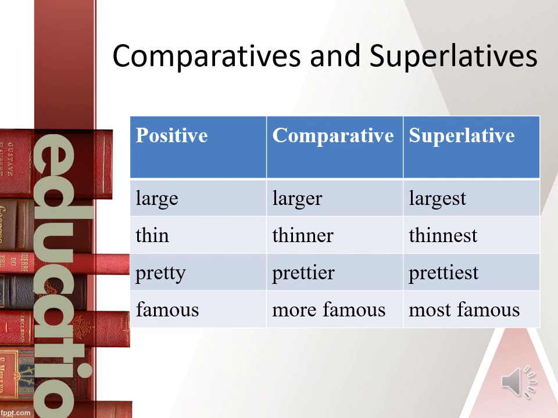How to form comparatives and superlatives? First of all, with one and two syllable adjectives, we add the suffix -er to form the comparative and -est to form the superlative. For example, large, larger, the largest; thin, thinner, the thinnest; pretty, prettier, the prettiest. With other two syllable adjectives or adjectives with more than two syllables, comparatives and superlatives are formed with more and most. For example, famous, more famous, and the most famous.